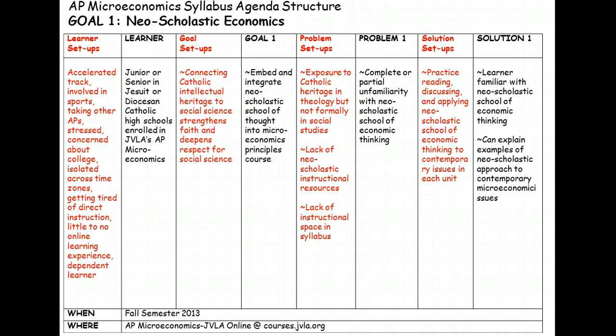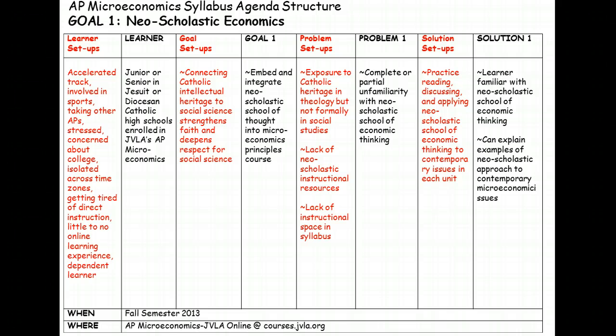The problem, in the third to the last column there, is complete or partial unfamiliarity with neo-scholastic school of economic thinking. The students probably enter never having heard of neo-scholastic approach. And the problem setups then, or the explanation of why that occurs, is exposure to Catholic heritage in theology, but not formally in social studies. I mean, that's an assumption I'm making, may or may not be true, but to a degree, they go to sociology or psychology and so on. And depending on the teacher, it may not be embedded in the course itself, especially if it's an AP course.